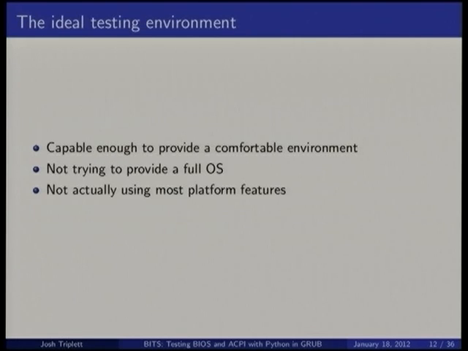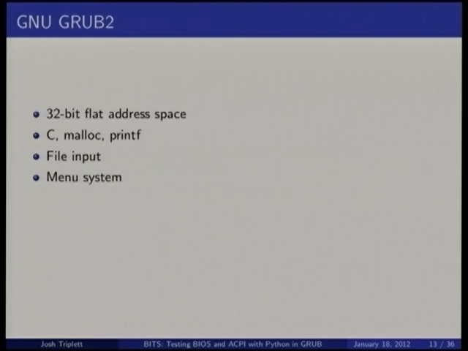So the ideal testing environment would be something that's comfortable enough that you have a nice environment, but at the same time, something that doesn't try to give you a whole operating system and ignores most of the platform features, just barely enough to get you a test running. So it turns out GRUB 2 is really remarkably capable. It has 32-bit addressing. It actually gets out of real mode. It has most of its code written in C. It has novel things like malloc and printf that a lot of low-level environments don't.